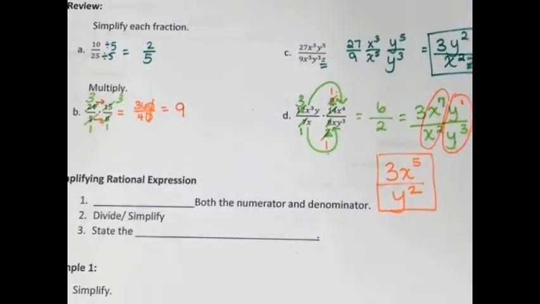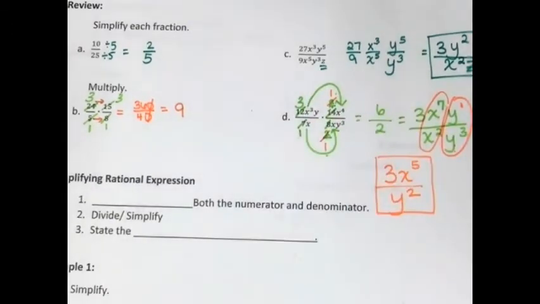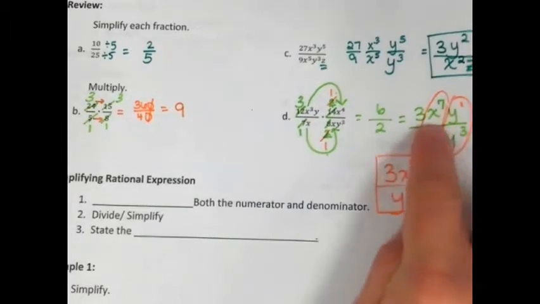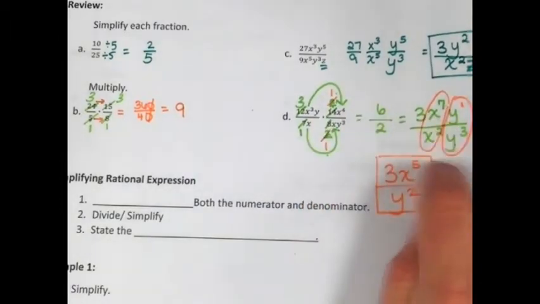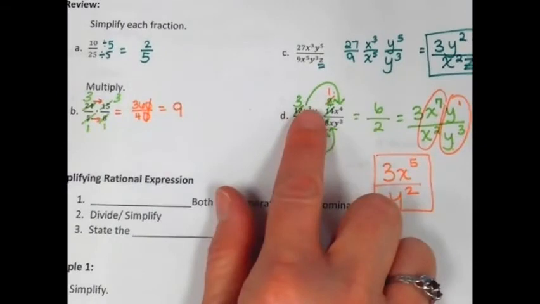Now, we could have simplified here if we wanted to with the x's, but sometimes it gets a little crazy with changing the exponents and that. So sometimes I like to multiply, add those exponents, and then subtract them. Any questions with that? Now, remember, the only way we can simplify fractions is if it's multiplication, right?